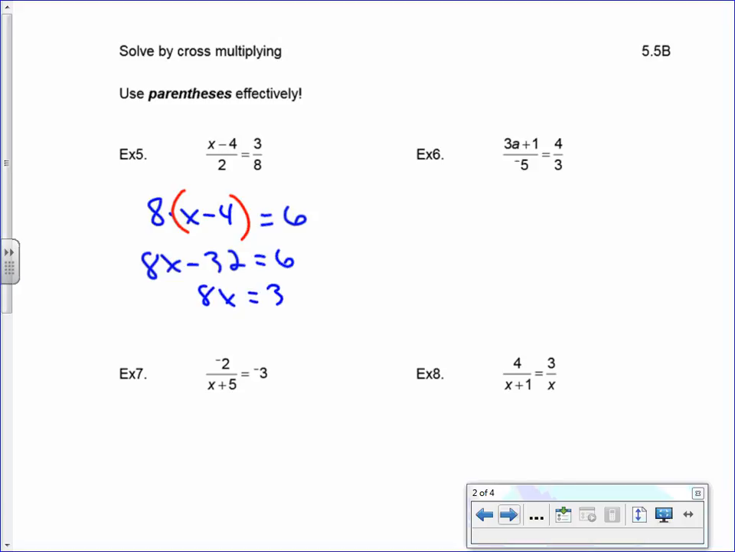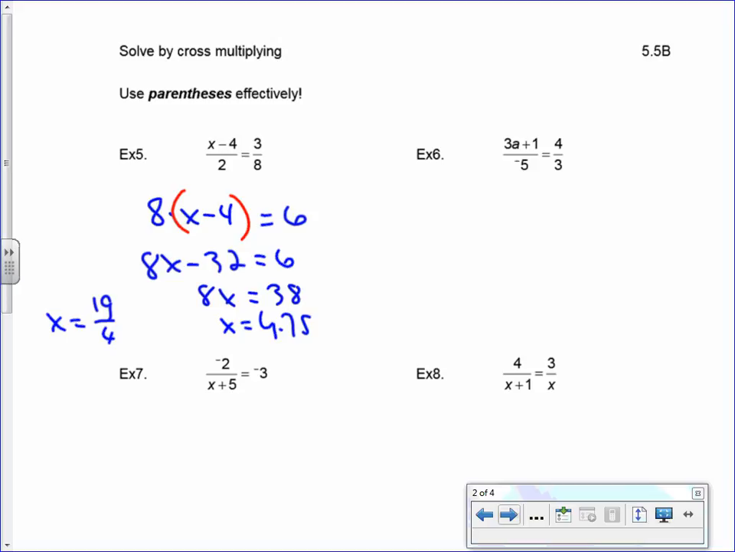So 38, is that right? 8x equals 38. Divide both sides by 8. Give me the decimal, 4.75, and what's the fraction? 19 over 4. Okay. All right, and let's try this next one.